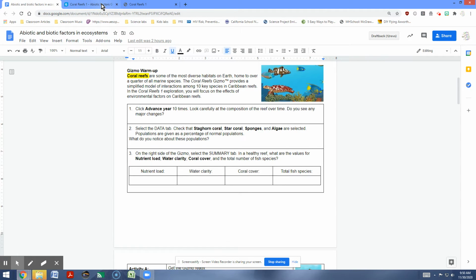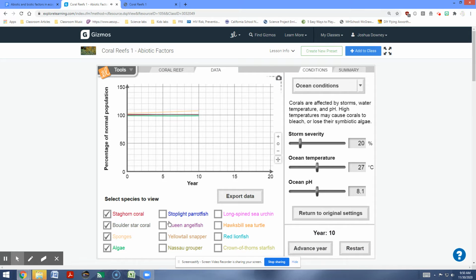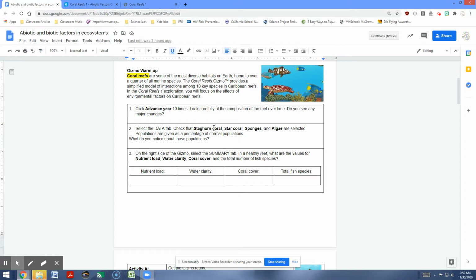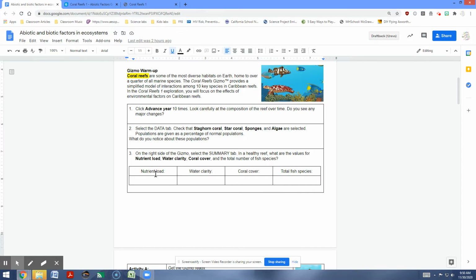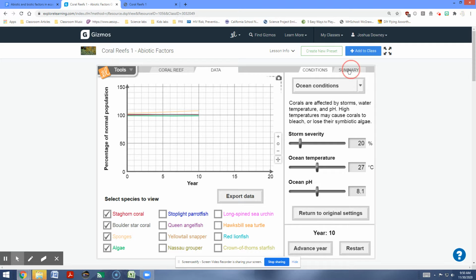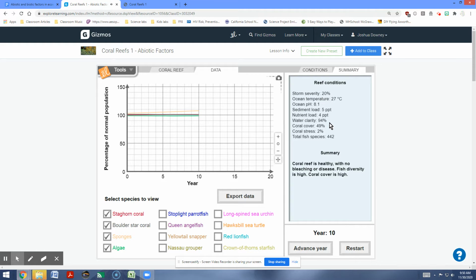Select the data tab. So we'll look at data, and it's asking to check these 4 things: staghorn coral, star coral, sponges, and algae. Those are all selected. What do you notice about the populations? Well, you'll notice the populations are pretty steady, except for sponges, which have slightly increased. On the right side of the gizmo, you'll see summary and a healthy reef. What are the values of the nutrient load, water clarity, coral cover, and the total number of fish species? So you'll go ahead and look at this. We'll look at summary, and you can put down this information there.